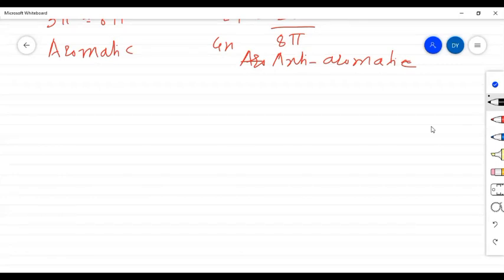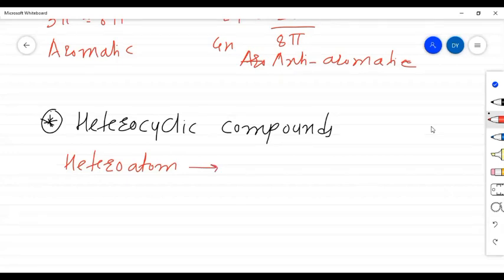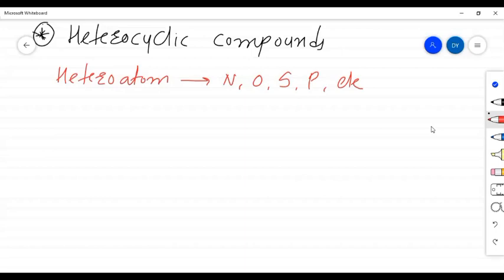Now we are going to study the next set of compounds, and that is called heterocyclic compounds. Now these heterocyclic compounds contain at least one hetero atom in their cyclic ring. Now, what do you mean by hetero atom? It may be nitrogen, oxygen, sulfur, phosphorus, etc. So these heterocyclic compounds can also be 4 member, 5 member, 6 member, 7 member, etc.